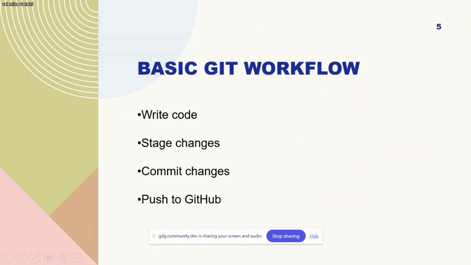So the basic Git workflow: you write your code, you stage your changes, we will see that practically in a while. You commit changes, then you push to GitHub.